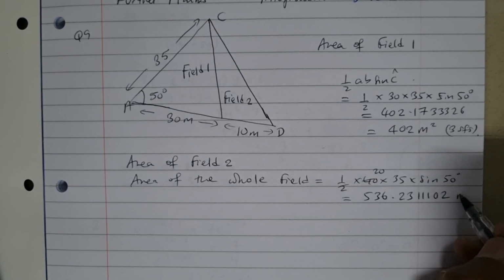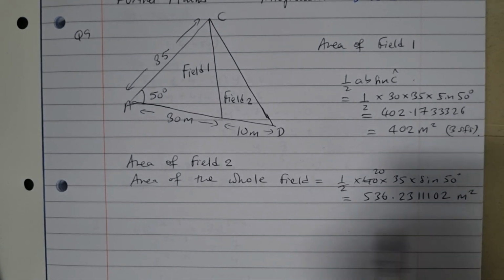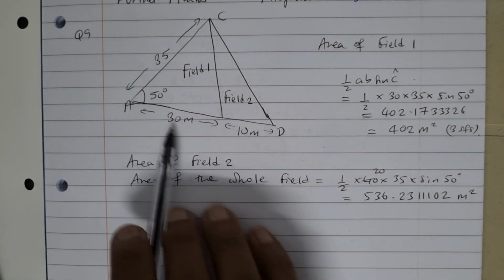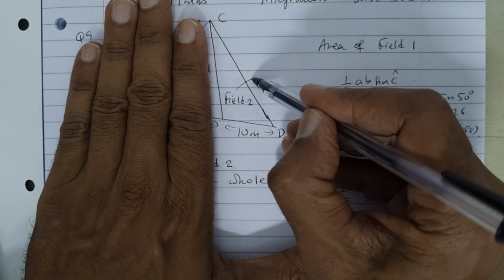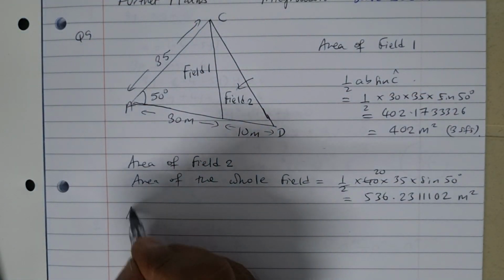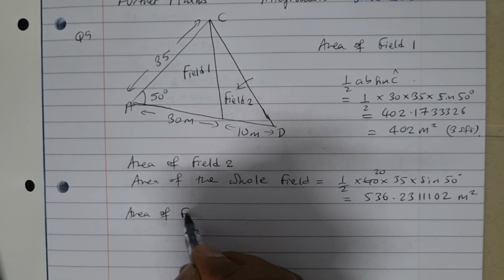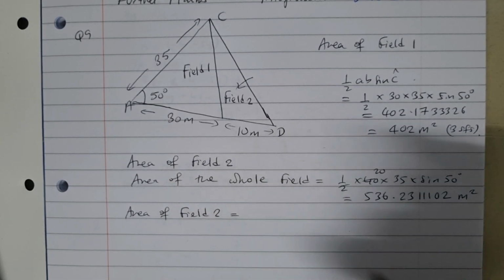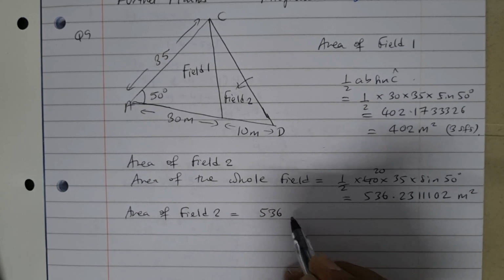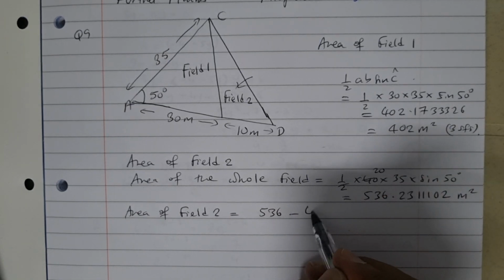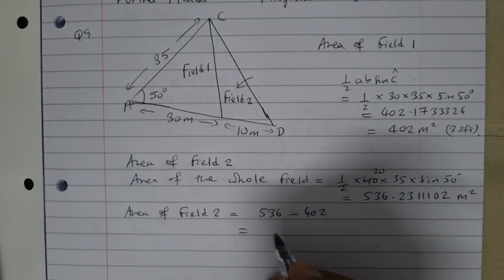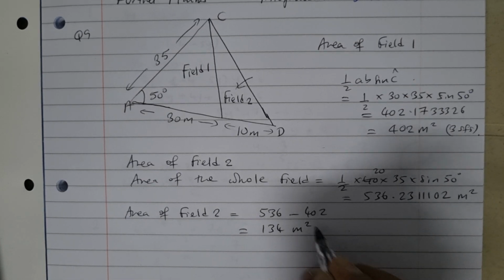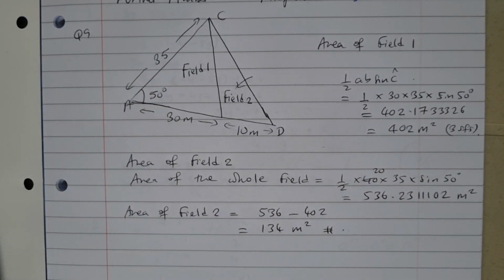Now it's easy for us to find the area of field 2, because we take the whole triangle, subtract field 1, and you're going to get just field 2. So the area of field 2 is going to be equal to the whole area of 536 minus 402. We're looking for three significant figures. That comes to 134 meters squared. So that's the second part of the question.